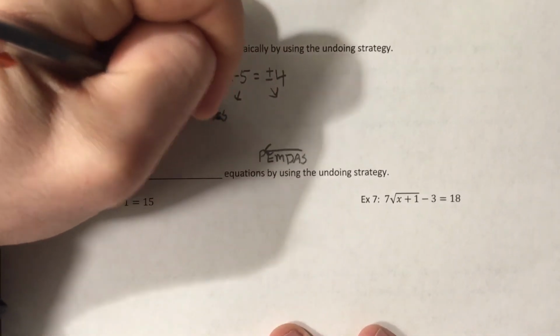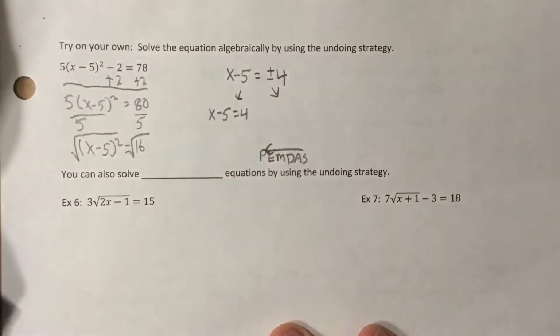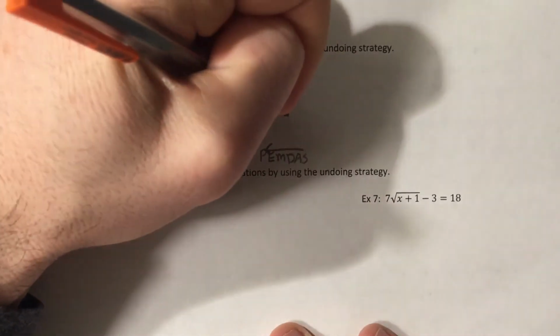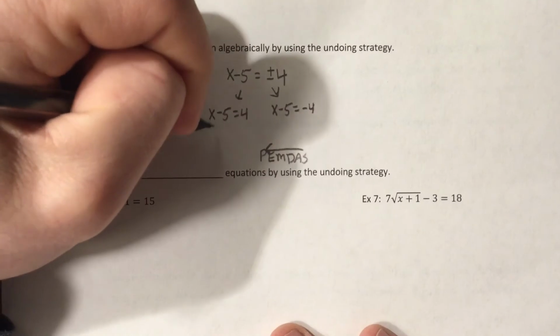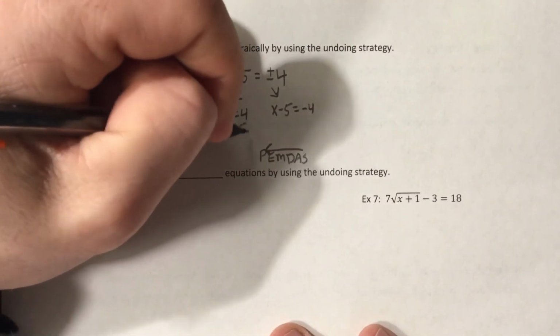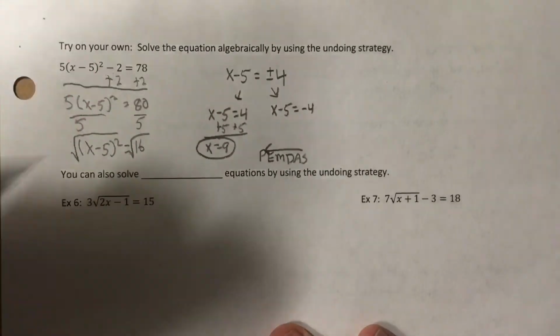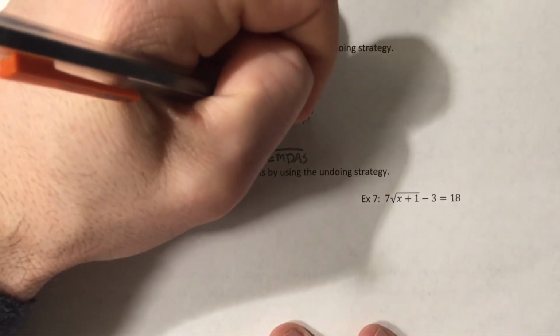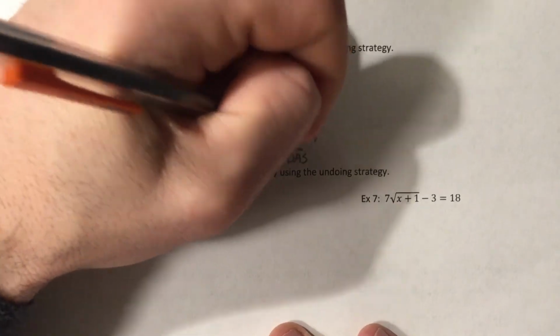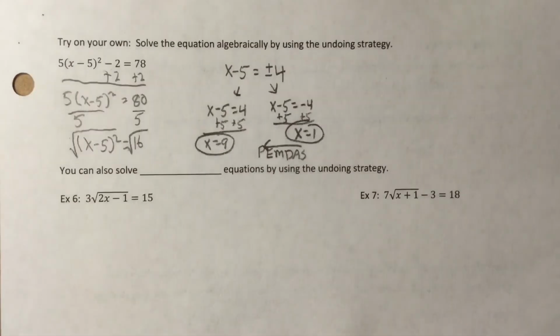We write 2 answers. x minus 5 equals 4. x minus 5 equals negative 4. And I end up getting x equals 9 as one answer. And when I add 5, x equals positive 1. So get that? Good job.